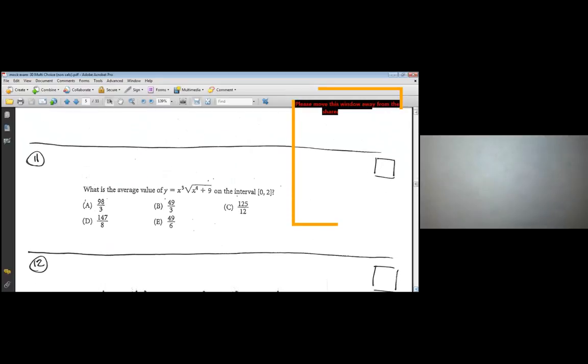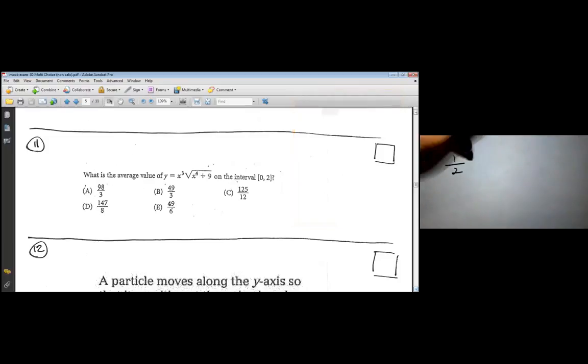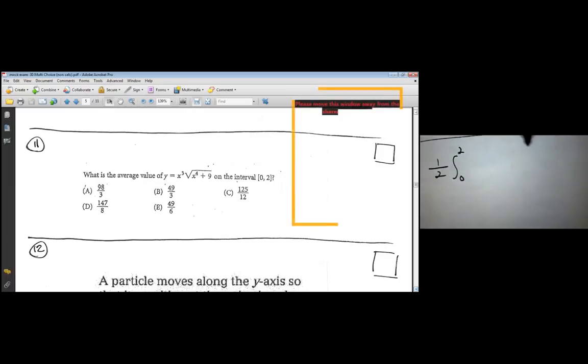11. And boy, we got a mess here. Average value. Average value requires a formula. This is your 1 over B minus A. 1 over B minus A. That's 2 minus 0 times the result of our integral. So I'm just going to go off to the side because clearly that is a U substitution. So that would be U du dx.